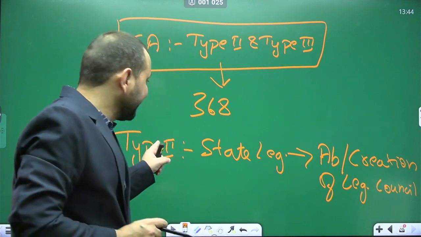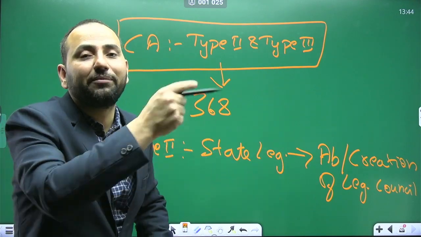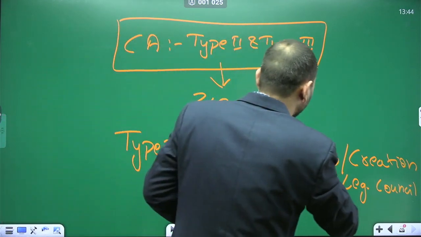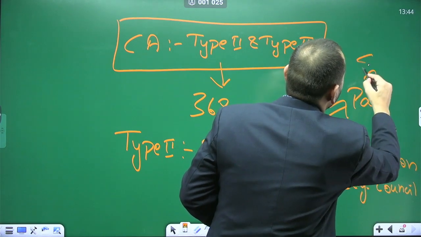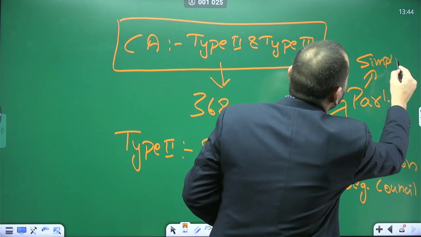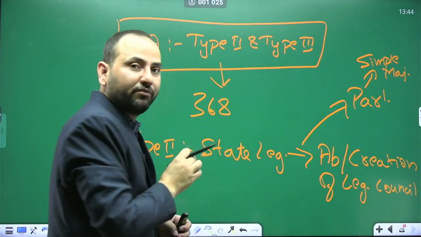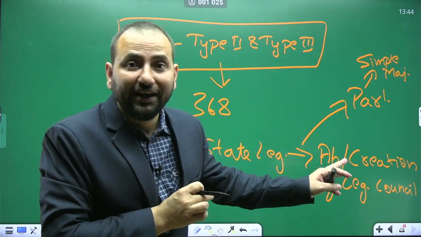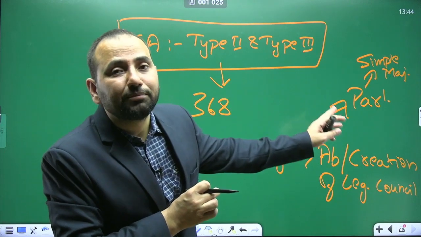But when this resolution passes from the state legislature, then it needs to be ratified by the parliament. And when this legislation goes to the parliament, the parliament needs to pass it by simple majority only. That is why you will see the example in both the dimensions. The example of abolition or creation of legislative council in the state legislature comes under type 2, and in the parliament comes under simple majority.